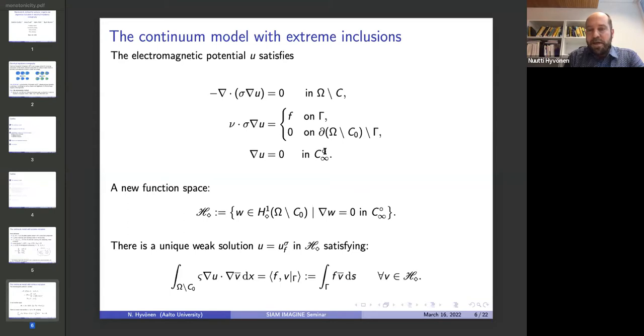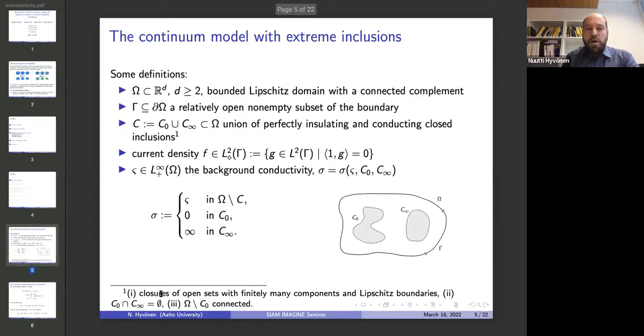If I didn't have any ideally conducting inclusion, this would be the standard variational formulation. But now the trick is that I'm looking for the solution in this space that already takes into account the ideally conducting inclusions, and also the test function over here lives in that space. So you can quite easily prove that these are equivalent if you interpret the boundary conditions over here in the correct sense of traces.